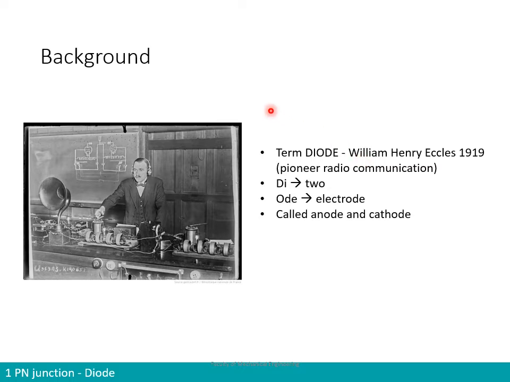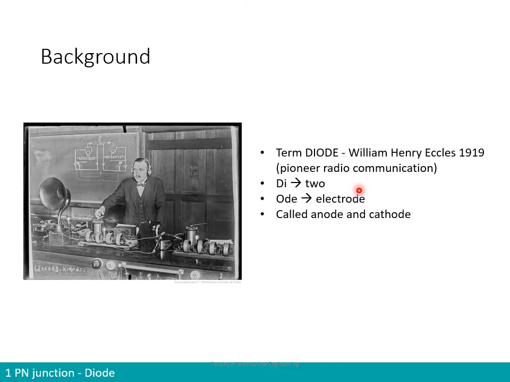Before we start, we'll look into the background of the diode. Sometimes we get curious about the word diode. The term diode itself was used for the first time by William Henry Eccles in 1919. This is a picture of William Henry Eccles. Basically, he is one of the pioneers in radio communication technology. What he used at the moment wasn't the diode that we have today. It was a glass vacuum tube with a cathode and anode. So he called it diode.